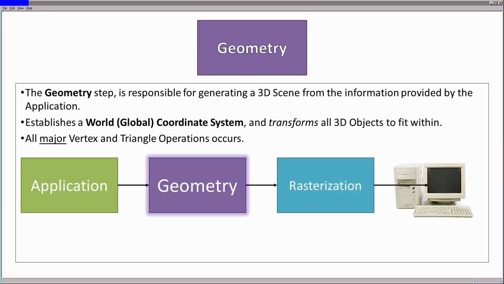The geometry step is responsible for generating the 3D scene from the information provided by the application. This establishes a world or global coordinate system and transforms all 3D objects to fit within it. Concepts related to transformations have been mentioned before and become a central feature in 3D. All major vertex and triangle operations occur here.